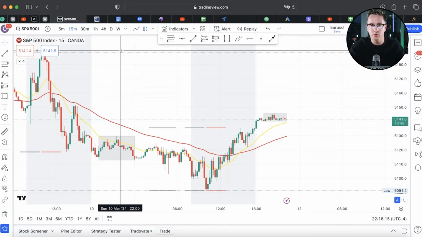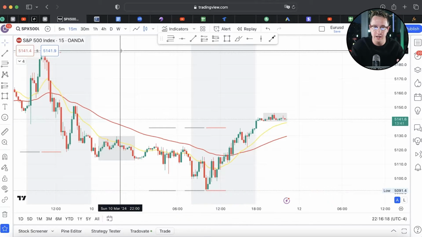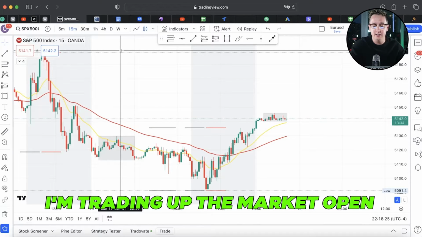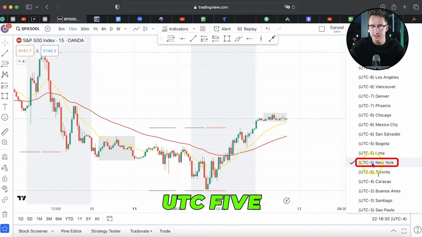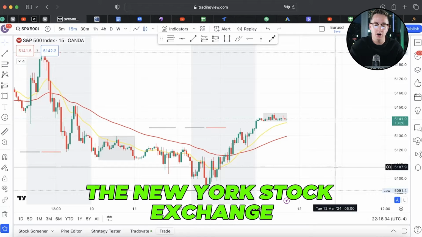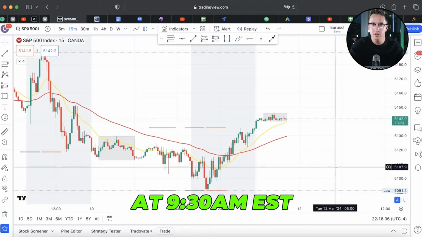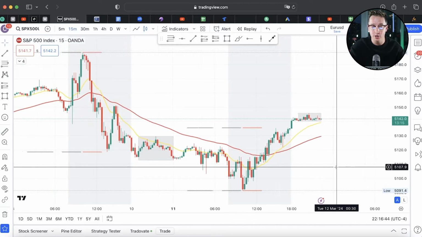That's why I kind of prefer it, because the technicals line up really well with the S&P 500, as well as the volatility isn't just super crazy. So when I'm trading at the market open, with my time, I have it set to UTC 5. So I'm in alignment with the New York Stock Exchange. So at 9:30 a.m. EST, that's when the market open happens.